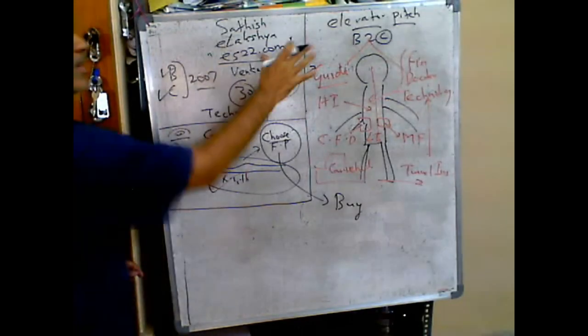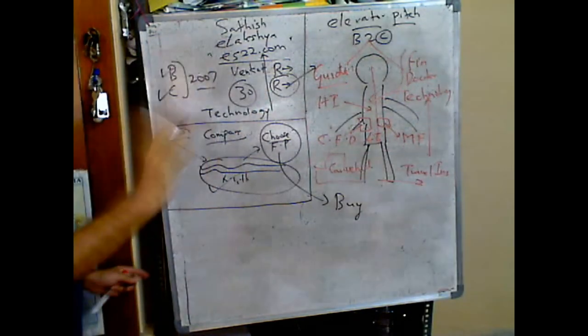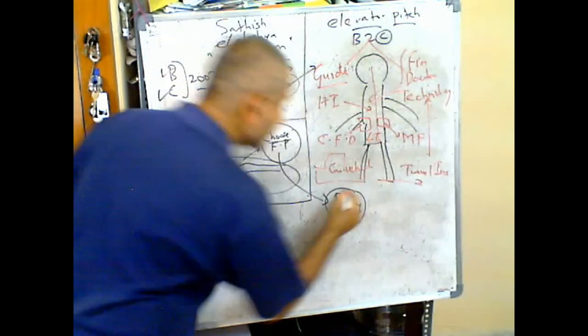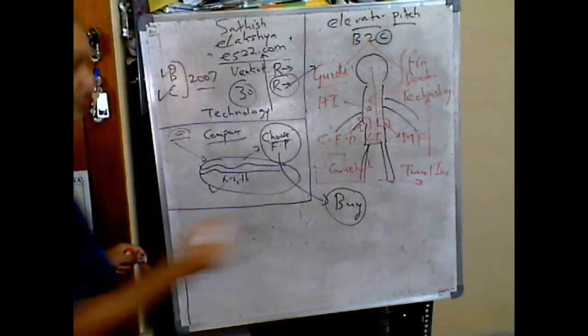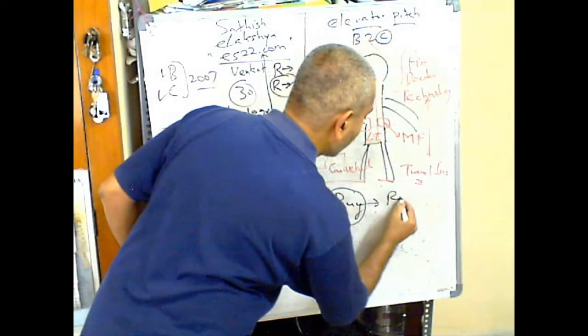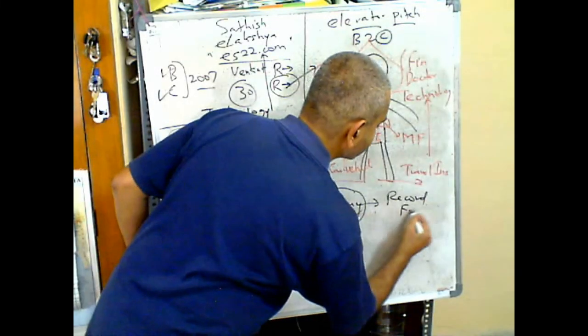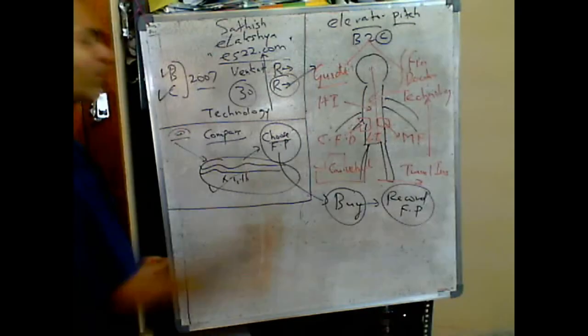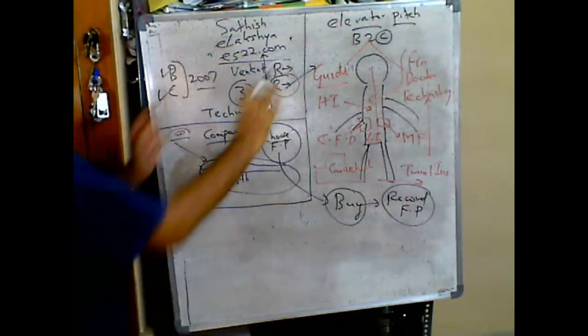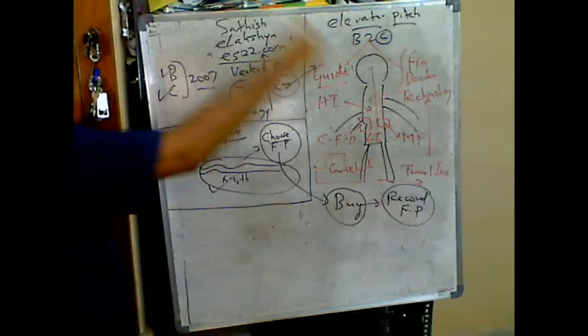Again repeating, all this happens through our website es22.com. And once the customer buys the financial product, we help him keep a record of his complete financial planning. So everything happens online, and the whole cycle is completed.